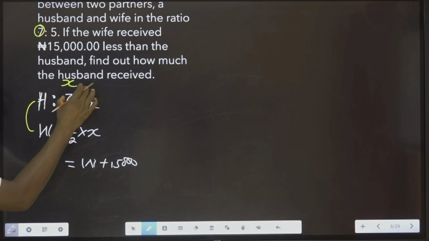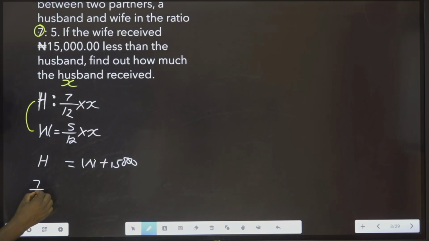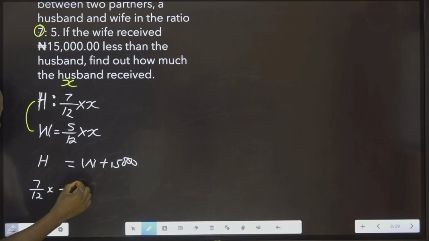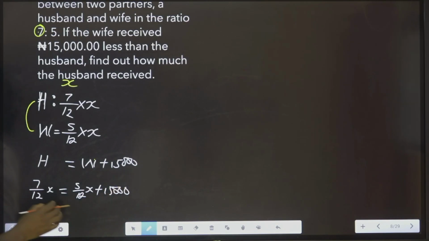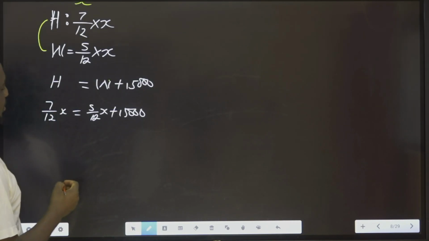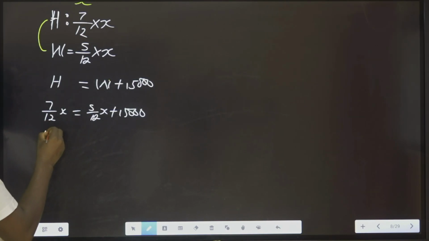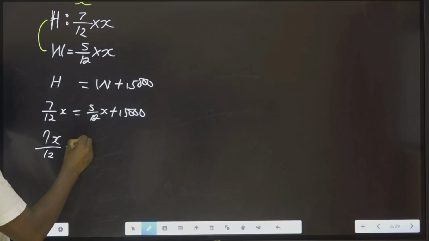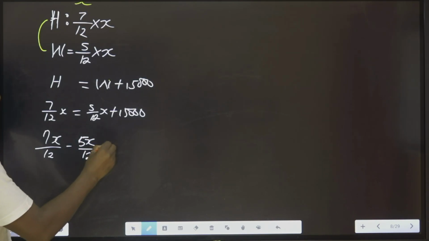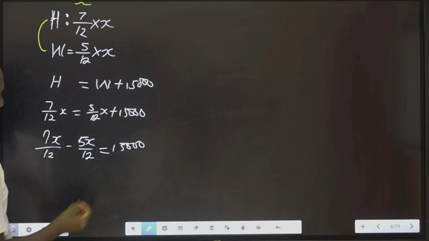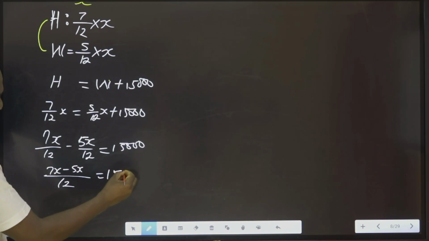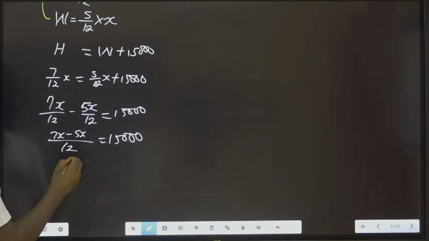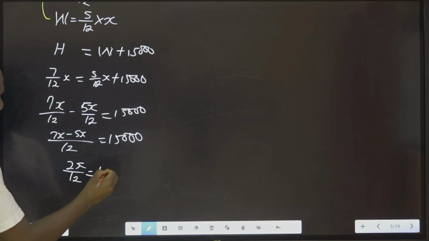Now we can substitute. Take this one here: 7 over 12 multiplied by x is equal to 5 over 12 multiplied by x plus 15,000. Now we can solve for x. So we are going to move this to this side. That is 7x over 12 minus 5x over 12 equals 15,000. 7x minus 5x over 12 equals 15,000. This is 2x over 12 equals 15,000.